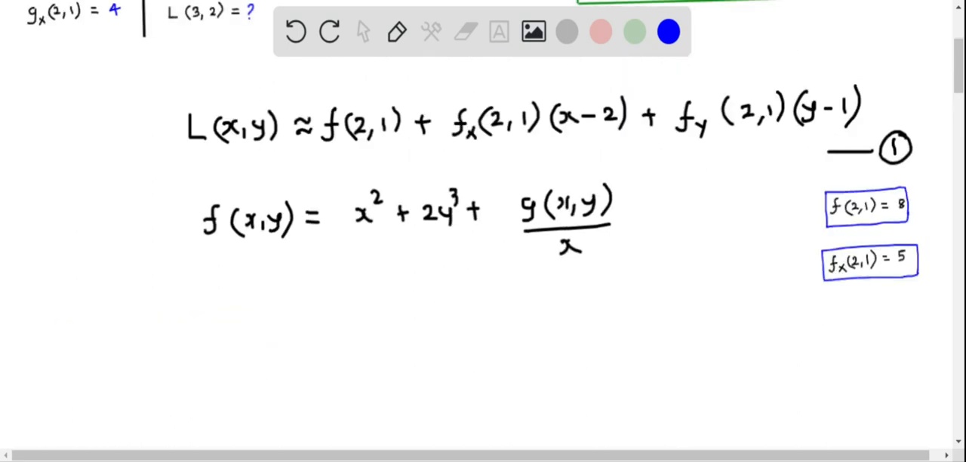Now we will determine the next value, that is fy of (2, 1). So for this we have to differentiate f of (x, y) partially with respect to y. So I'm going to do that.